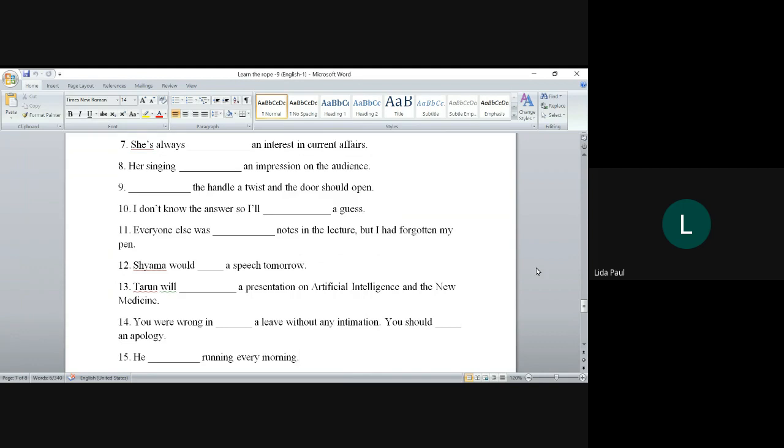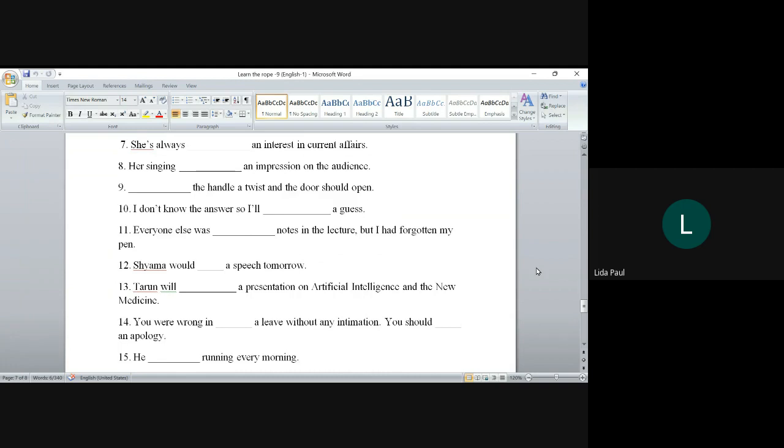12th one. Shama would dash a speech tomorrow. Give. Again, same thing. We say make a speech. So Shama would make a speech tomorrow, not give a speech tomorrow. The set expression give a speech may not be considered grammatically wrong, but expression-wise, it's a wrong way of saying. Usually in societies where English is the dominant language, we don't hear give a speech. It's mostly make a speech. She's making a speech.